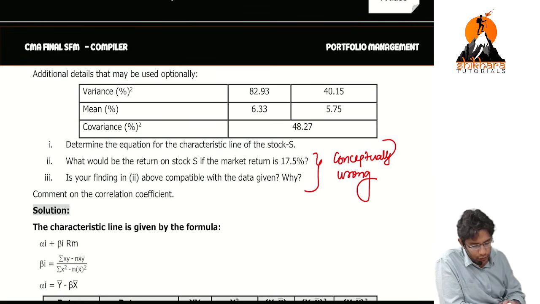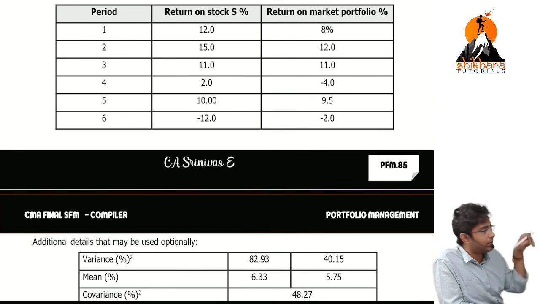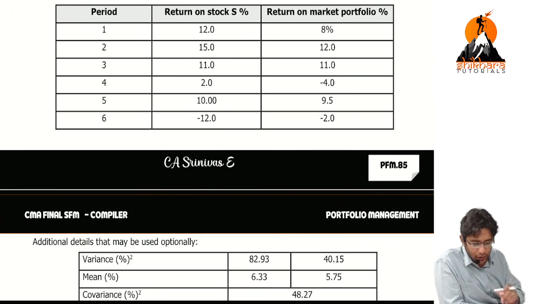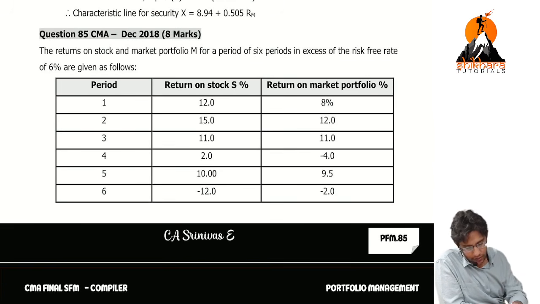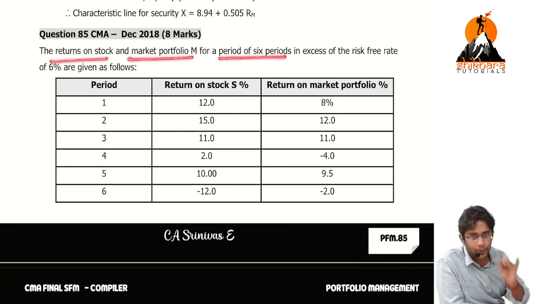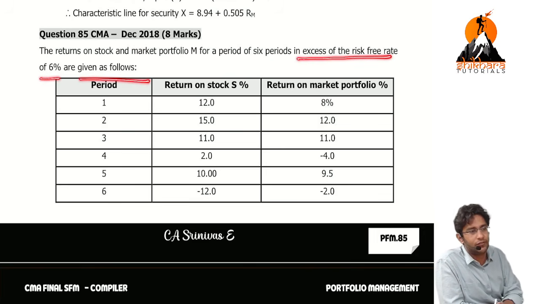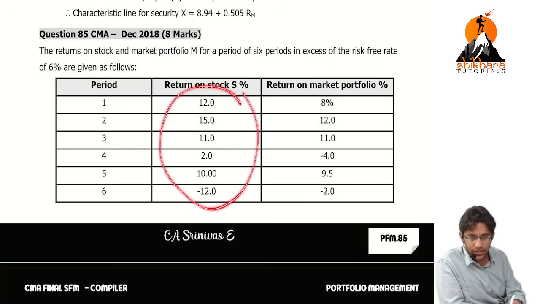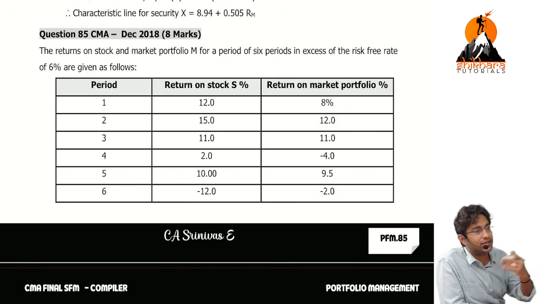In fact, you tell me, sir, in the columns you are seeing, what are they? Returns from security, returns from market. See the heading he wrote: the returns on stock and market for a period of 6 years. Up to there, okay. After that, in excess of the risk-free rate are given as follows. Sir, it is the security return. Security return minus RF is not security return, but how is he describing this? He is describing it as excess return, but it is not excess return. How can you link it? So the concept is wrong, sir.